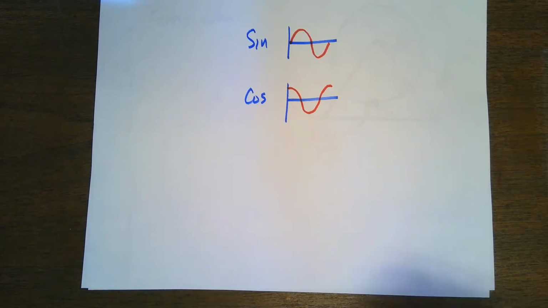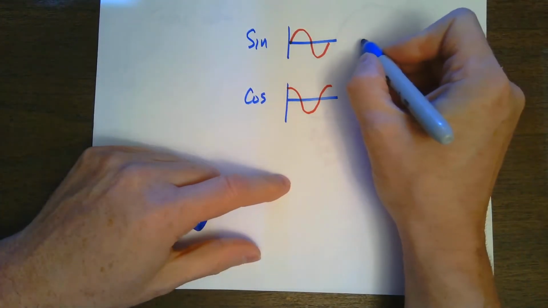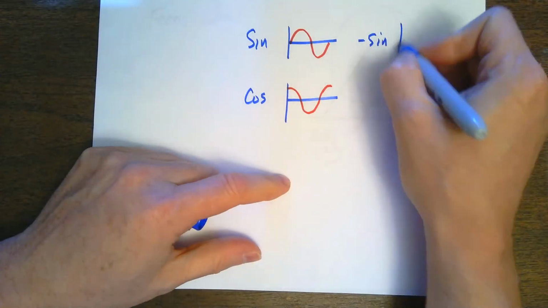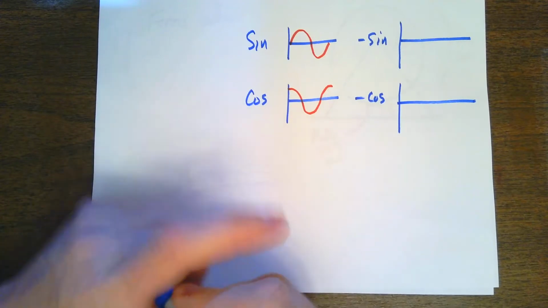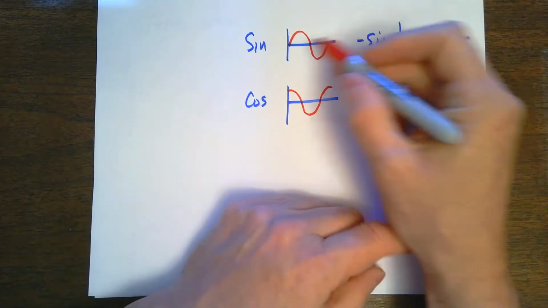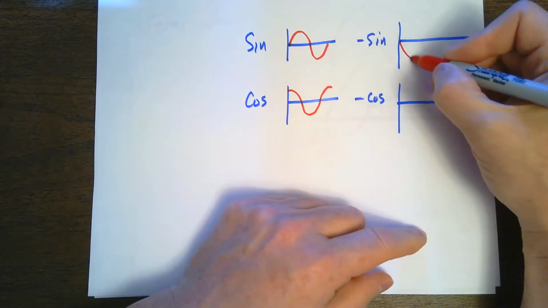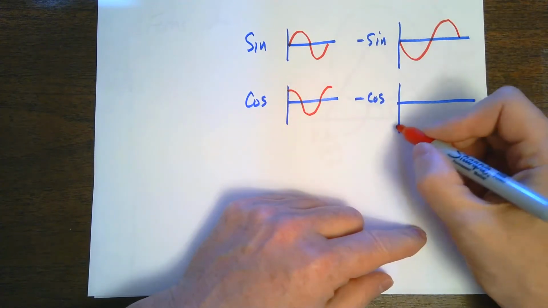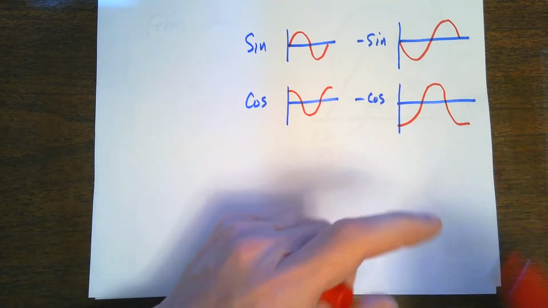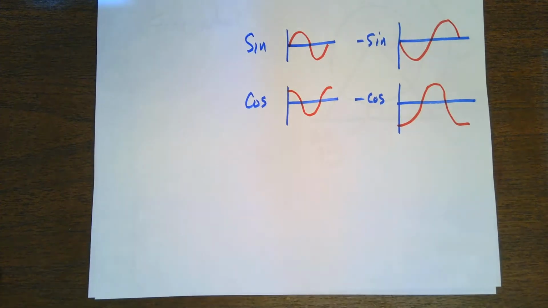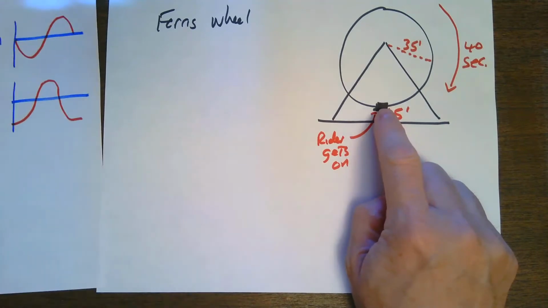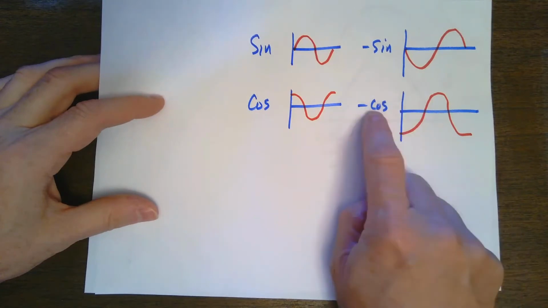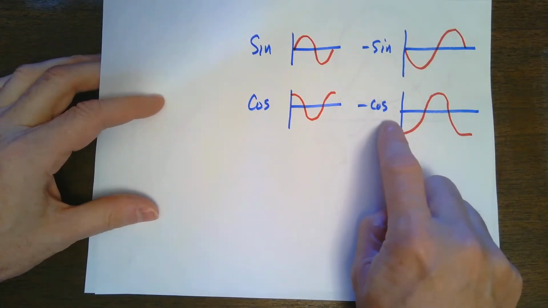If I use transformations, negative sine, negative cosine. Negative sine, take this and flip it upside down, starts at the center line going down. Negative cosine starts at the bottom going up. Now I think I see the model I'm going to use. Since on the Ferris wheel we're starting at the lowest point and then going up, you can only go up from there. This is going to be a negative cosine model.